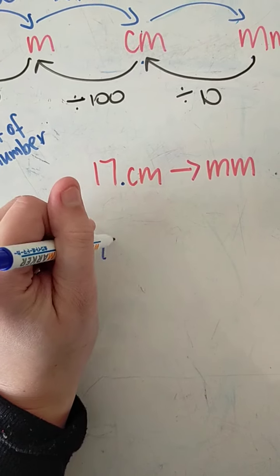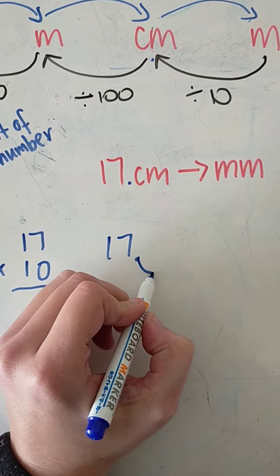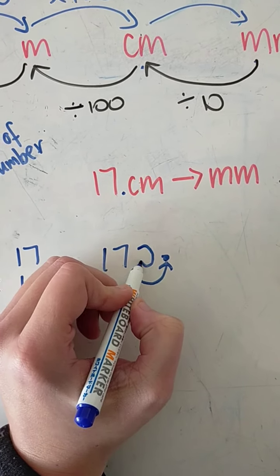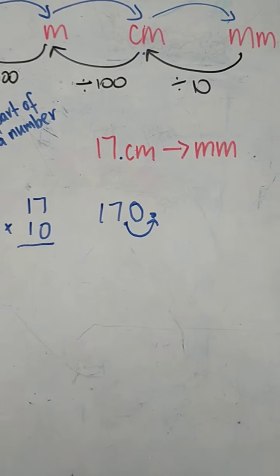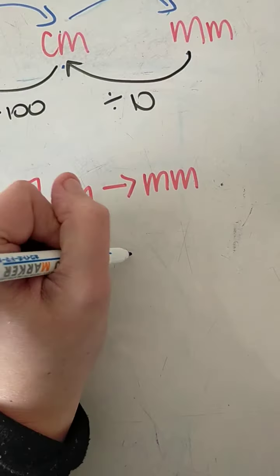So here's that question, 17 centimetres, and we want it to be millimetres, so we're going to move the decimal here and fill that 0 in. Anytime you have a space, a 0 goes there. So our answer is 170 millimetres.